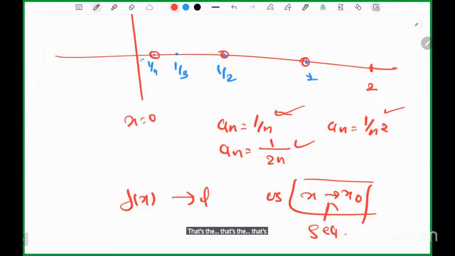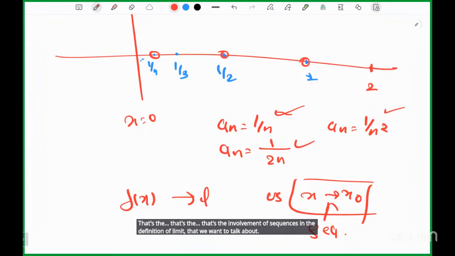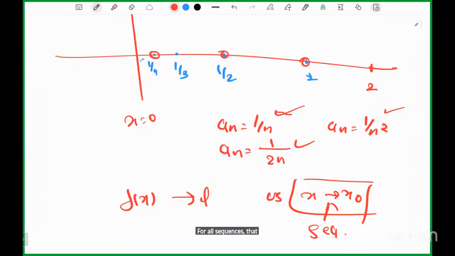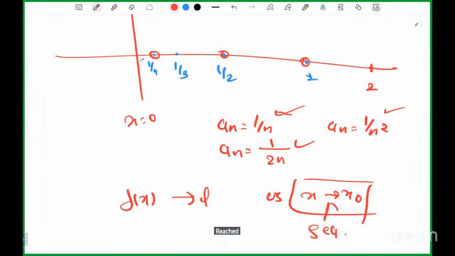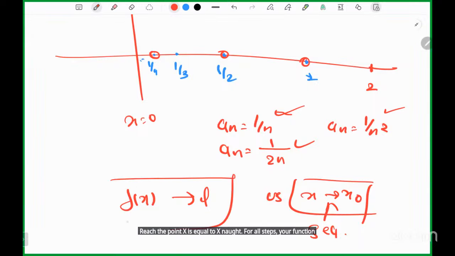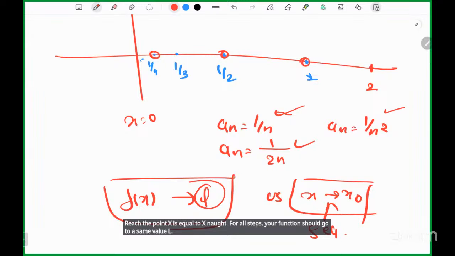That's the involvement of sequences in the definition of limit that we want to talk about, for all sequences. If for all sequences, no matter which path you take to reach the point x equals x naught, or no matter what steps you take to reach the point x equals x naught, for all steps your function goes to the same value, then we will say the limit exists.